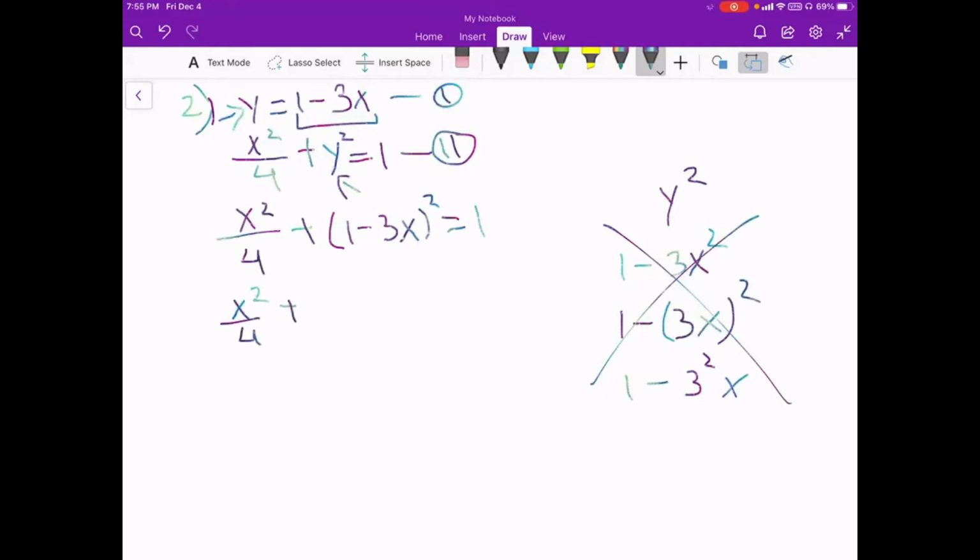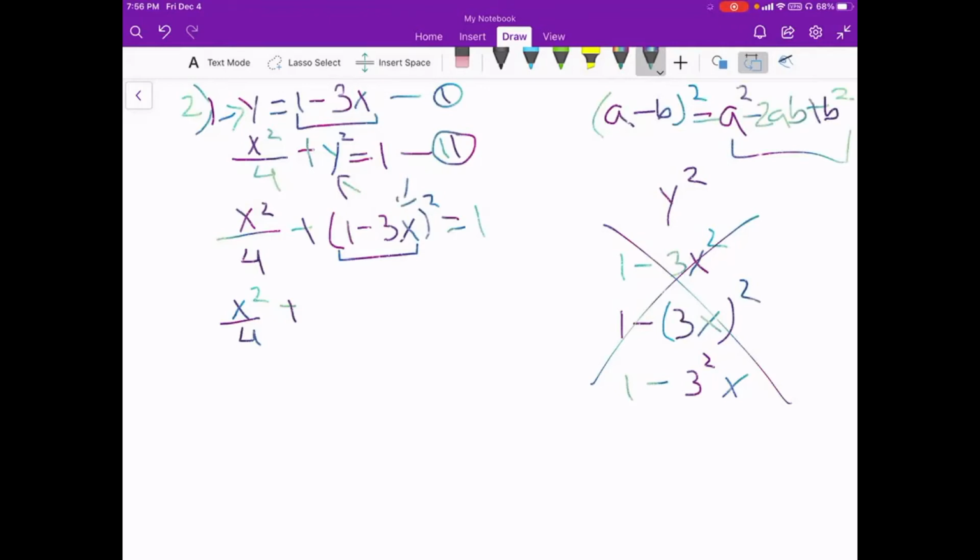Again, this is a binomial raised to the second power. You can obviously use this formula as a shortcut. And if you wanted to use this formula as a shortcut, with my absolutely horrible a, you should write it in this form: a squared minus 2ab plus b squared, where your a is your first term and b is your second term. Well, in this case, 1 is my a and 3x is my b. So I'm going to go ahead and use this formula to simplify this binomial.